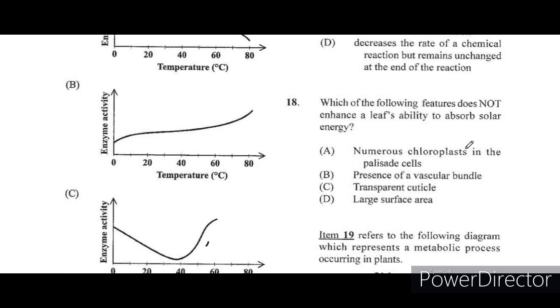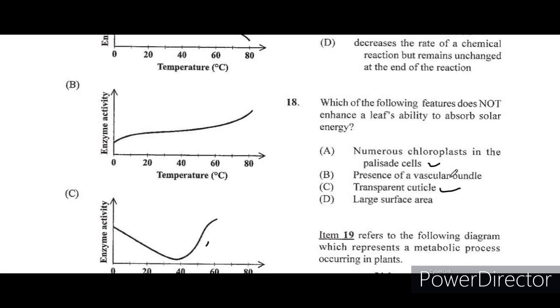Number 18, which of the following features does not enhance a leaf's ability to absorb solar energy? Numerous chloroplasts in the palisade cells. This does. Presence of a vascular bundle. Transparent cuticle allows the sunlight to pass through and get to the palisade layer, where I think that's the layer that has the most chloroplasts, or it's densely packed with chloroplasts, I should say.